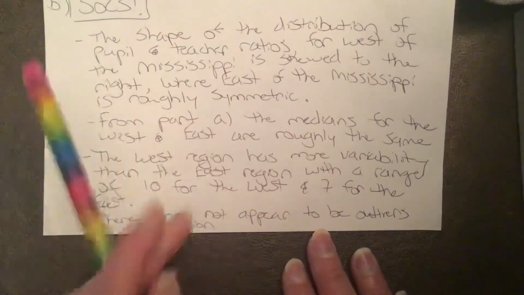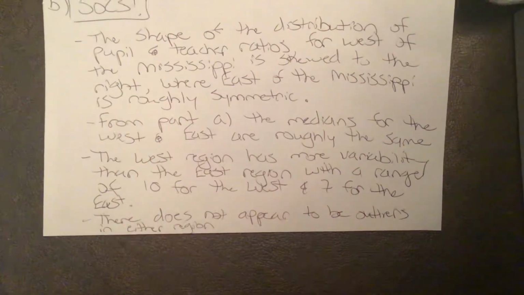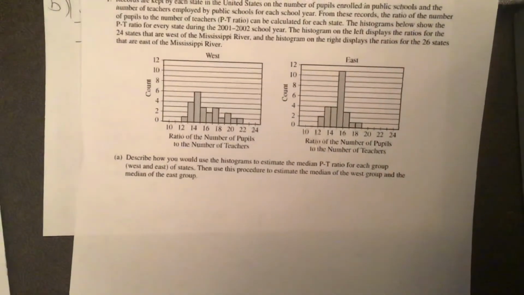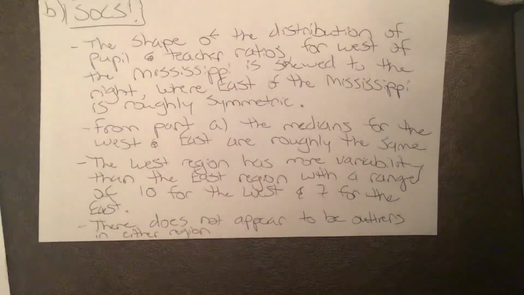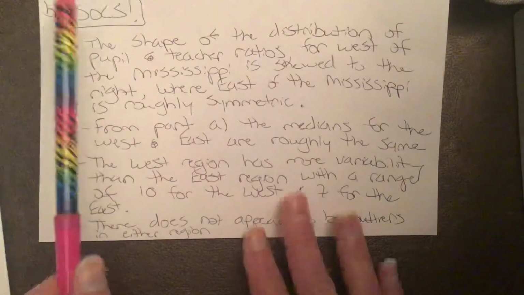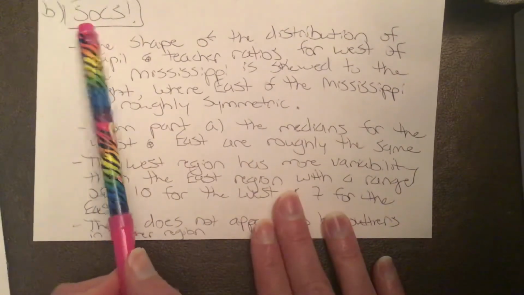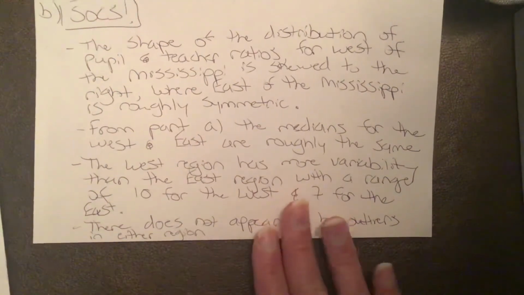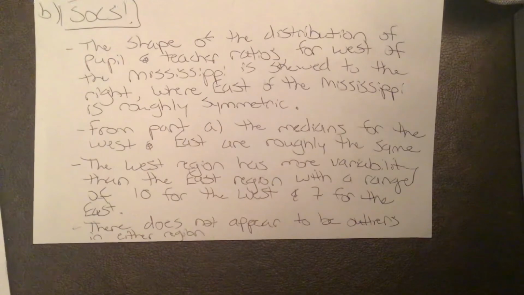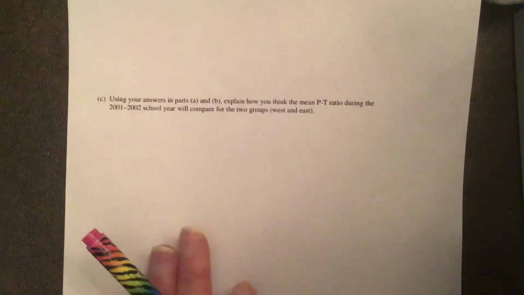And then the O for outliers, there does not appear to be outliers in either region. There's no data values that look like they're far away. Again, we don't know for sure. But actually, if you look at the rubric for this question, all they want you to talk about is the S, the C, and the S. The outliers, they aren't grading you on since it's hard to tell from a histogram. So that's part B. And then part C here says, use your answers in parts A and B.